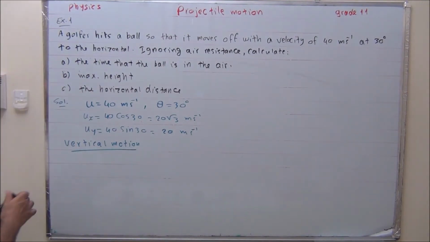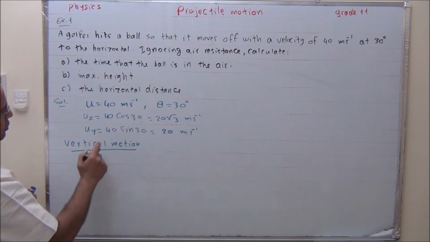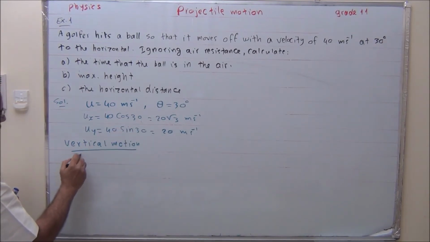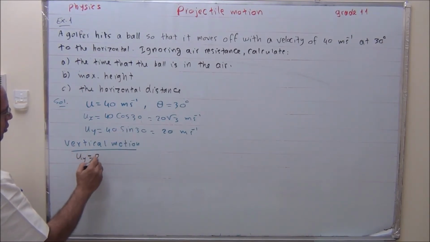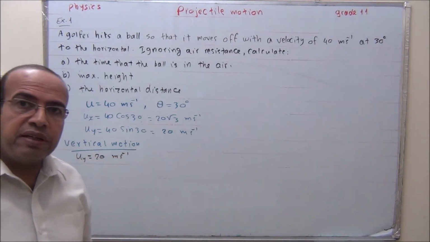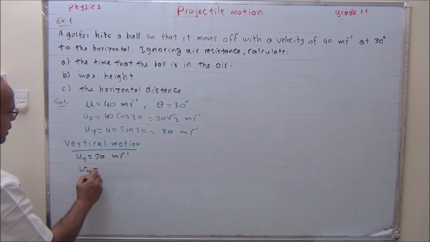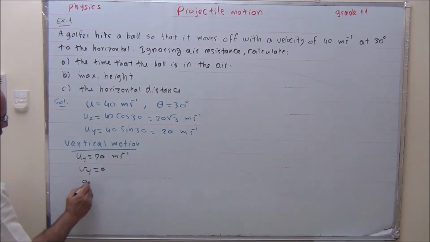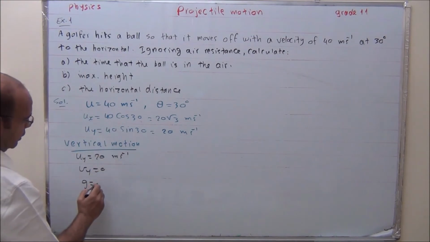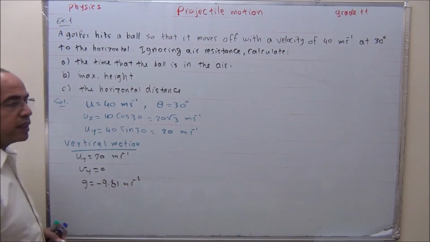What do we have here? We have the initial velocity, uy equals 20 meters per second. We have the final velocity in the y-axis, so Vy equals 0. We have g, moving upwards, so it is negative 9.81 meters per second squared.